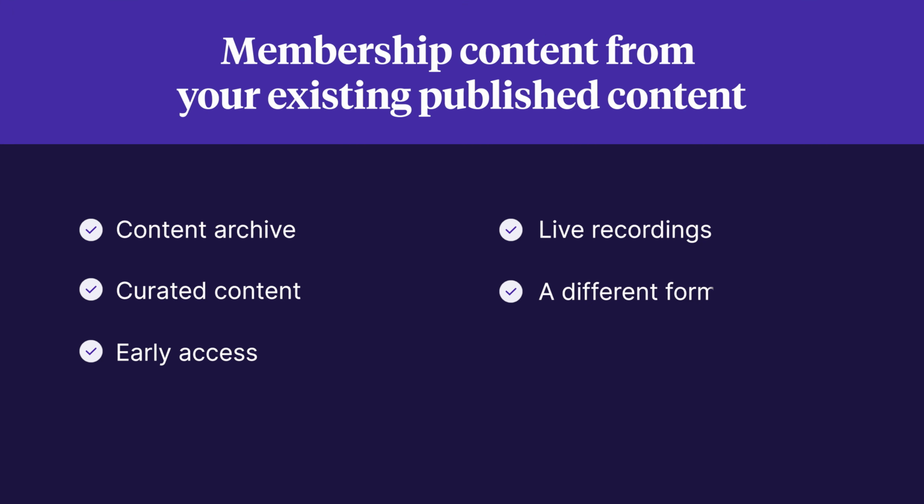A different format. Another way you can use existing content to offer something unique to your members is to provide an alternative or multiple formats. A great example of this is a live video recording of your podcast. You can continue sharing your podcast publicly, but let the camera roll as you're recording and then let your audience know they can watch a live video version if they join your membership.